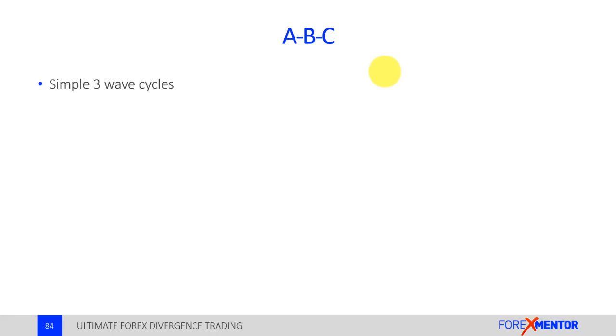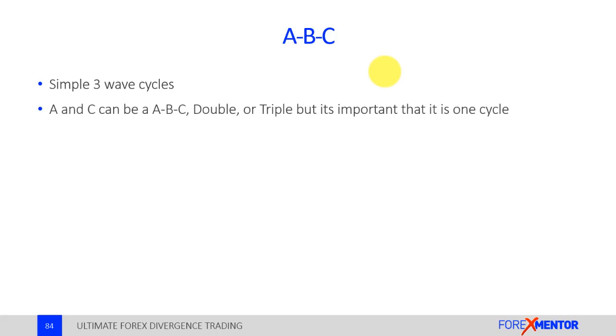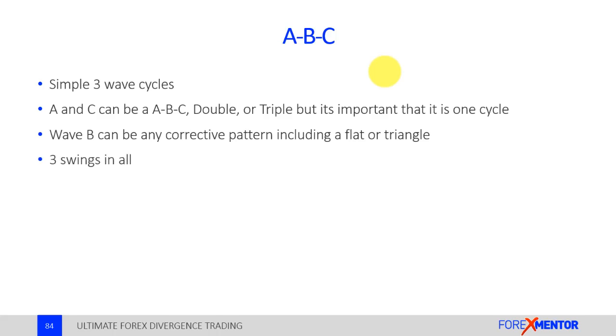The ABC pattern is basically the foundation of all the other patterns we're going to talk about here. But it's a simple three-wave cycle. A and C can be an ABC, a double, or a triple, but it's important that it is one cycle. A and C are going to be sharp cycles, sharp rallies or sharp declines. Wave B can be any corrective pattern, including a flat or a triangle. There's 3 swings in all, and we're going to label these using the letters ABC.